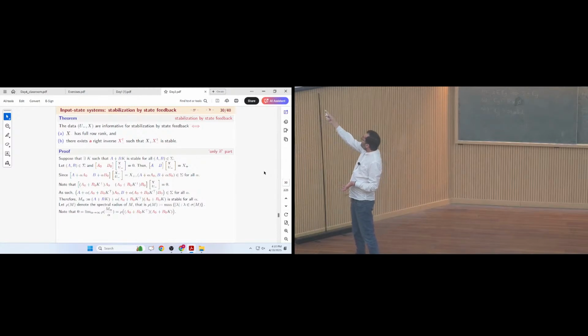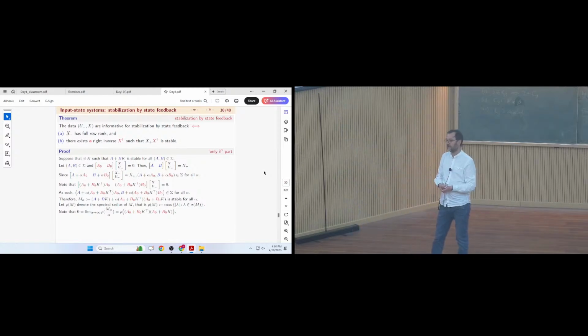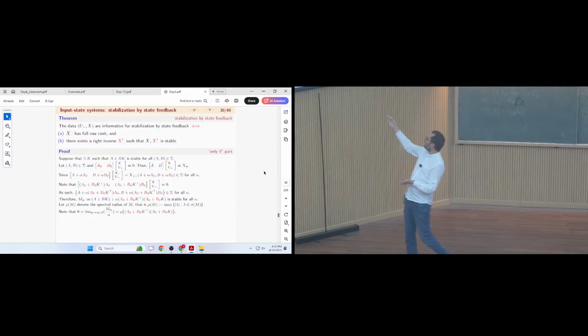Let's look at what that limit is. Well, if I divide by alpha, I'm going to have A plus BK divided by alpha, but it's a constant matrix when A, B are fixed. In the limit, it goes to 0. And the rest does not depend on alpha, so I'm going to get the spectral radius of A0 plus B0K transpose times itself. And it's a symmetric positive semi-definite matrix. Its spectral radius is 0 if and only if it is 0.